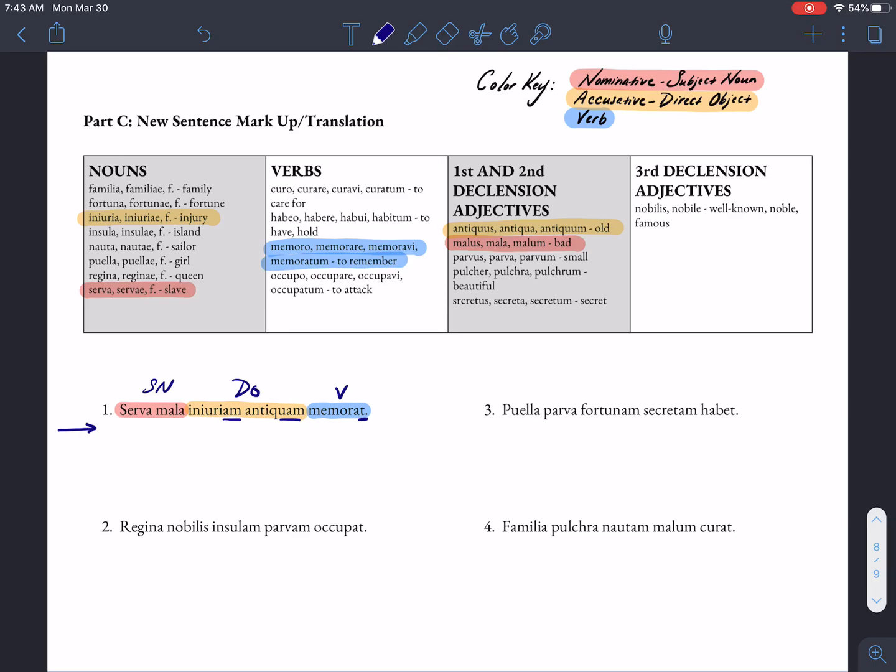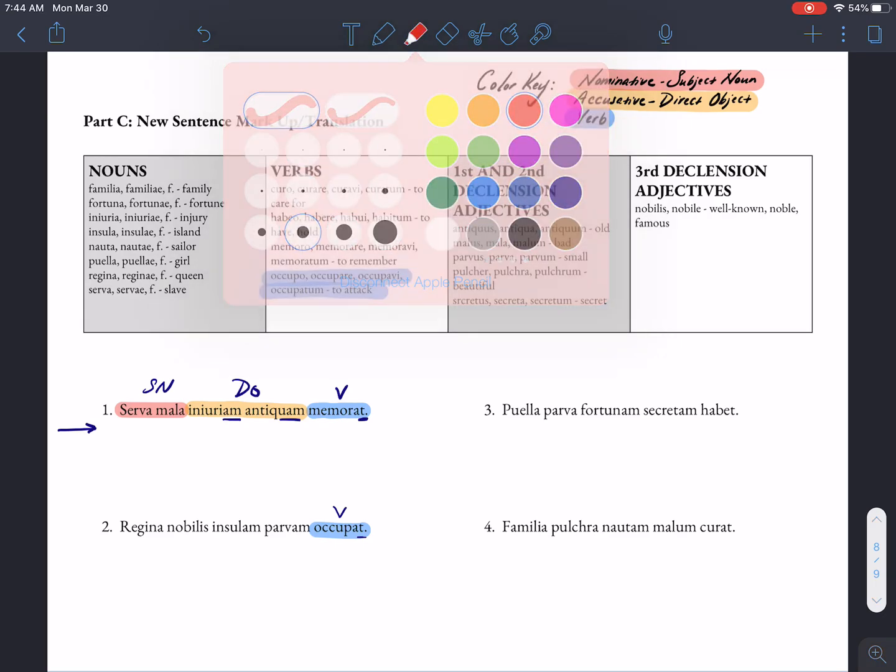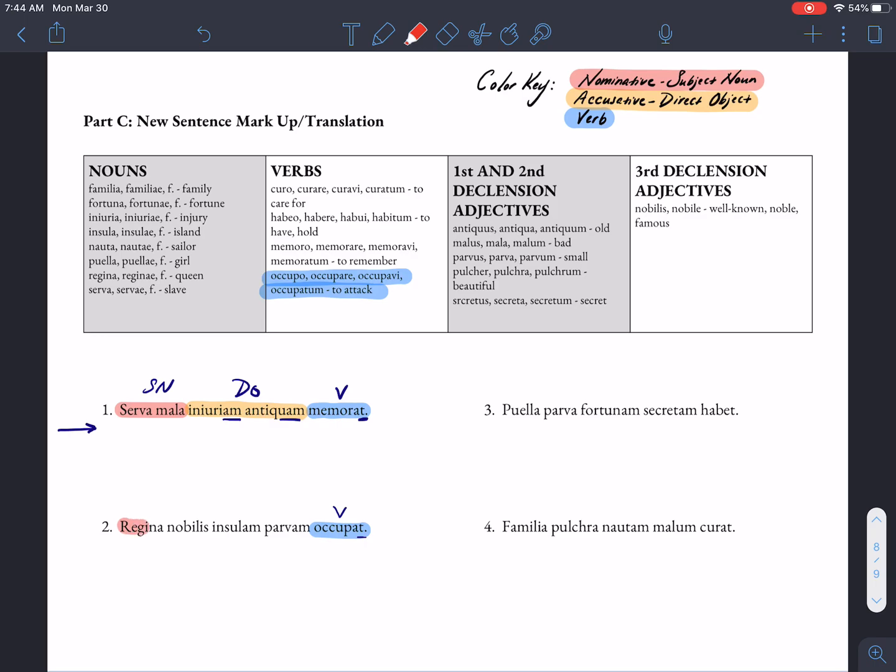So number 2, please repeat after me. Regina nobilis, insulam parvam, occupat. So first things first, we've got to identify our verb, and it looks to be this one right here. Occupo, occupare, to attack. Now, you know what I'm going to say. Is it singular or plural? It's singular, which means we need a singular nominative word. And we have one. It's regina.